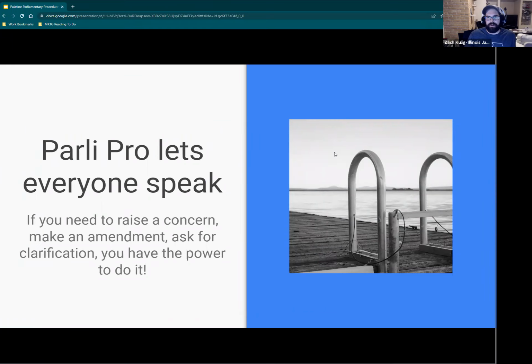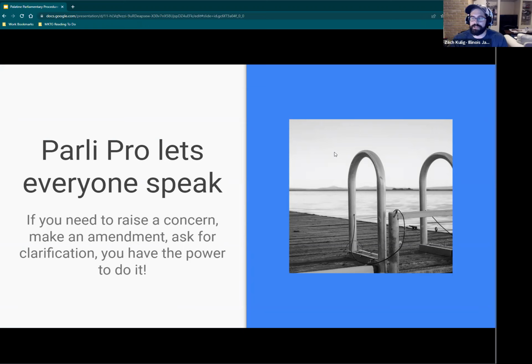Again, parliamentary procedure is there so everyone gets a chance to speak. If you have a concern, if you need to make an amendment, if you need clarification on something, whether that is a vote for closing a motion, or something written in a PMG that you have a question on, this structure gives everyone the power to do that. It doesn't require the president to step in and stop everything, especially at your general meetings.